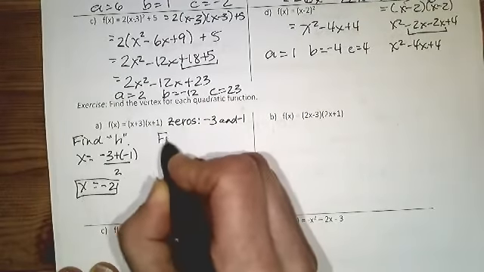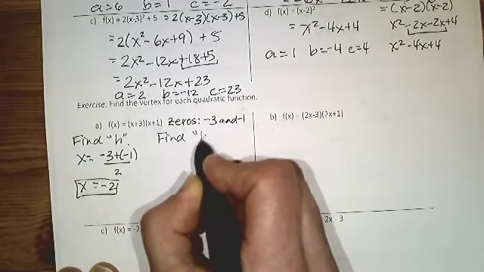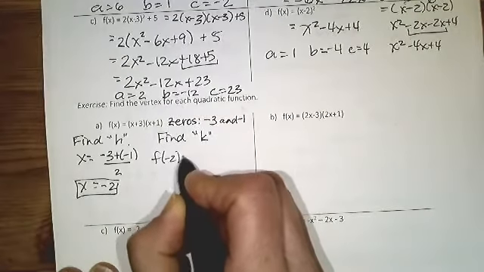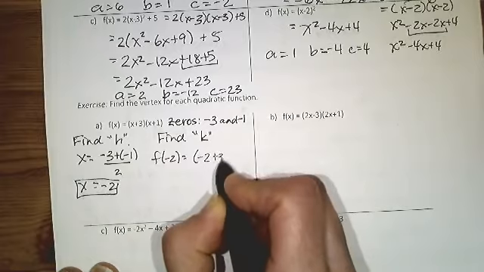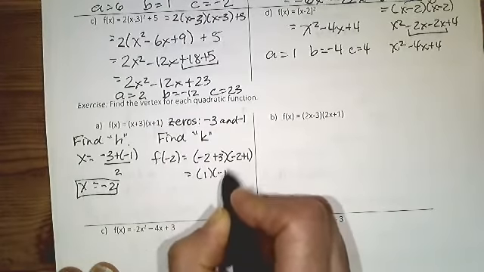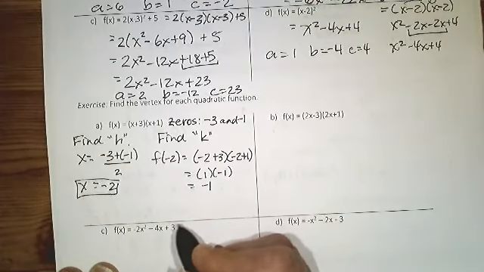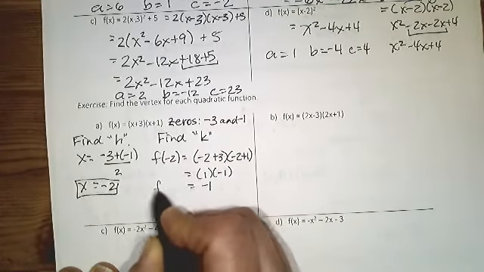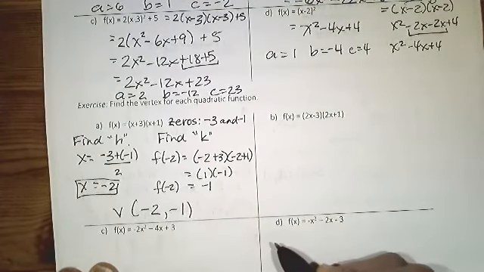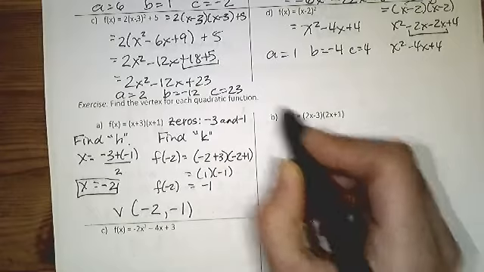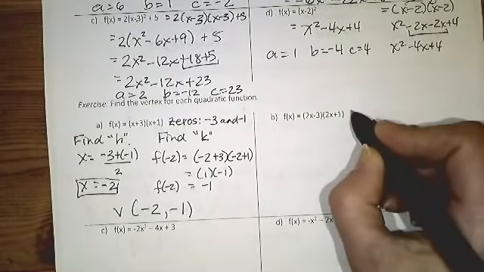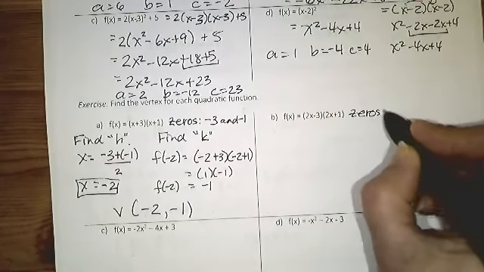Now I want to find my k value. We're going to take our original equation and we're going to substitute in x equals -2 to calculate the k value. So we find here that the k value is -1. So my vertex is -2, -1. Once again, you might want to stop the video and try this one first before I do it. It's your choice.